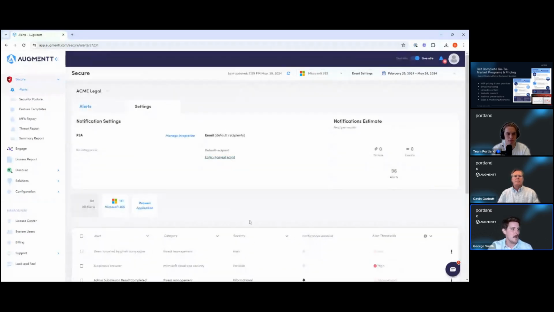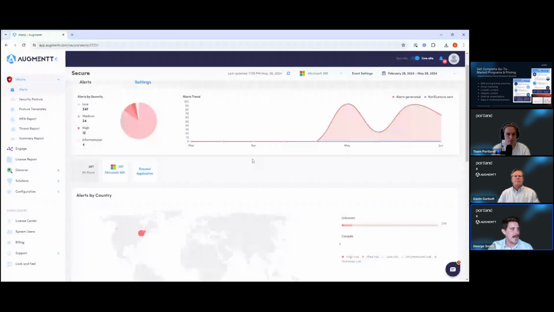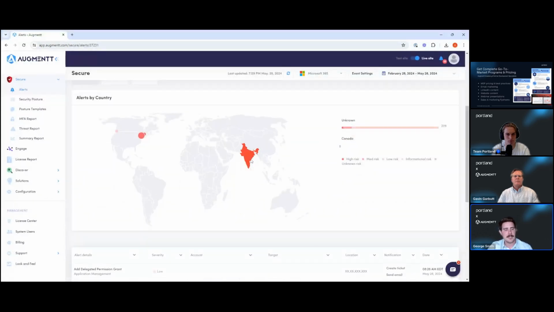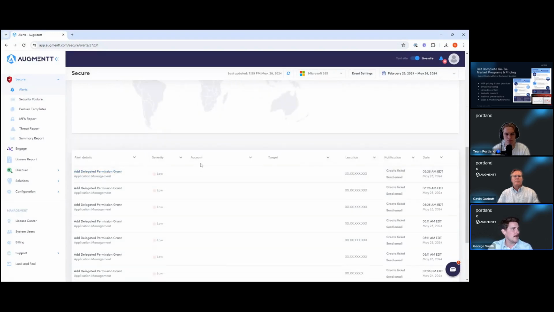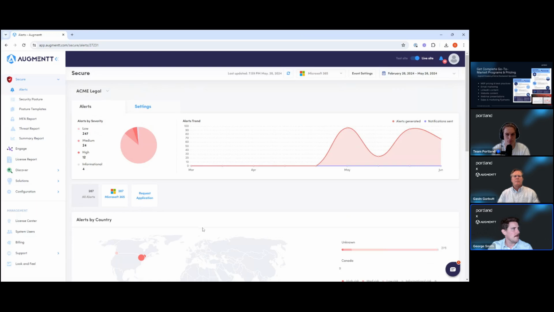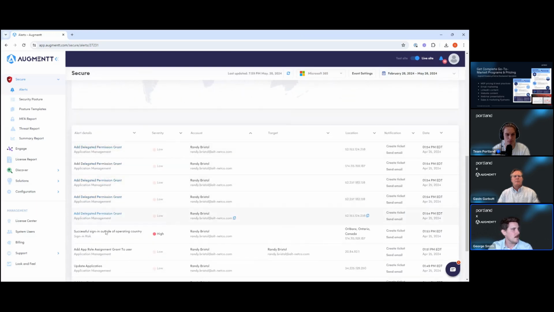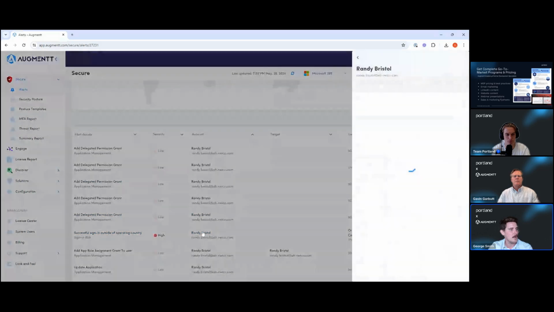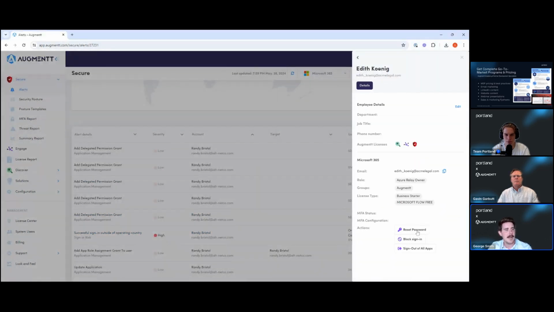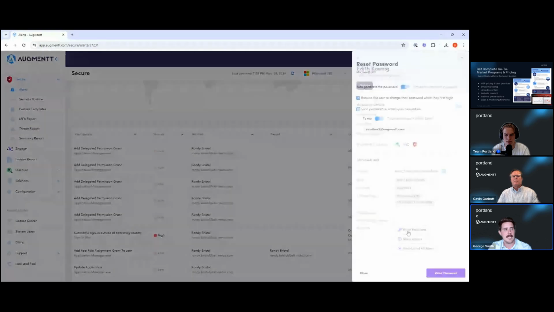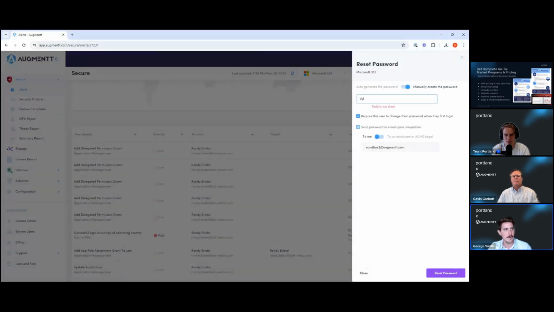In addition, once those alerts come through, again, within Augment, you have the power to actually lock down that account with a click of a button. So if we go to our legal client here, we can filter things by accounts, and there can be all kinds of alerts, let's see here, successful sign-in outside of an operating country. We're going to click the user here, Mr. Randy Bristol, and that's going to open up this little panel where with the click of a button, we can do things like sign him out of all apps, block sign-in, and even reset his password, where all the best practices are baked in to make sure that it's a strong password.